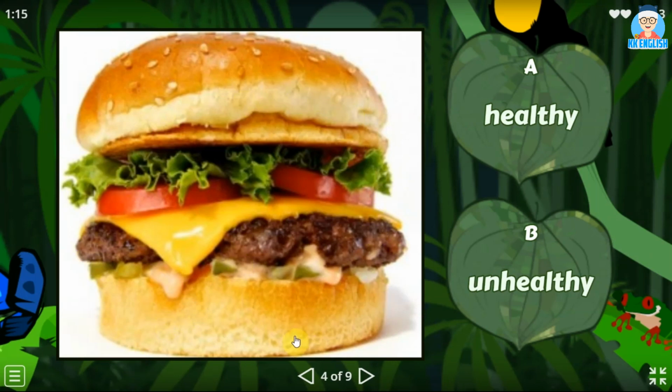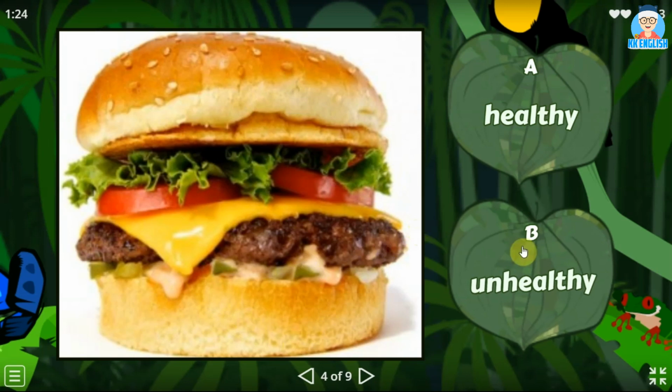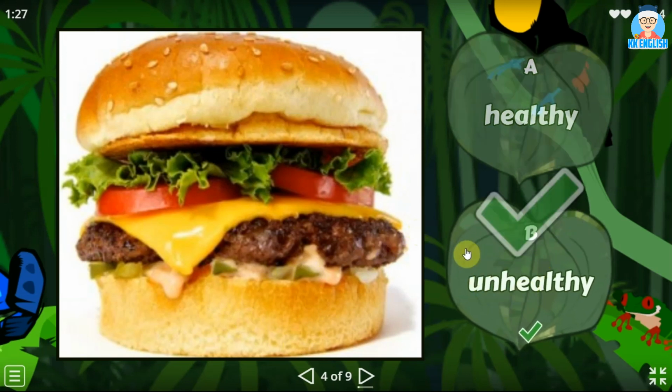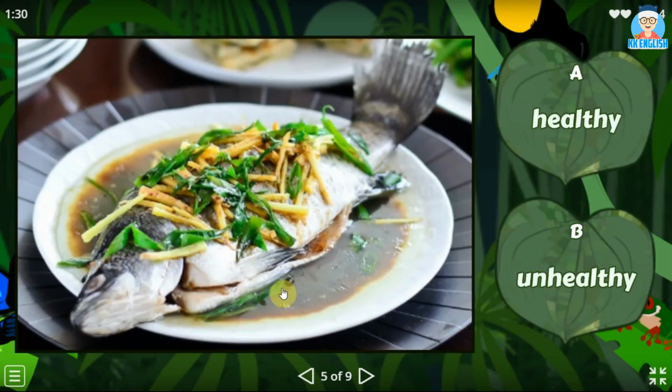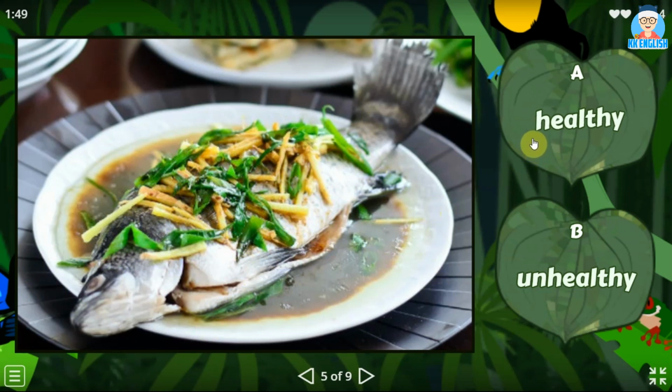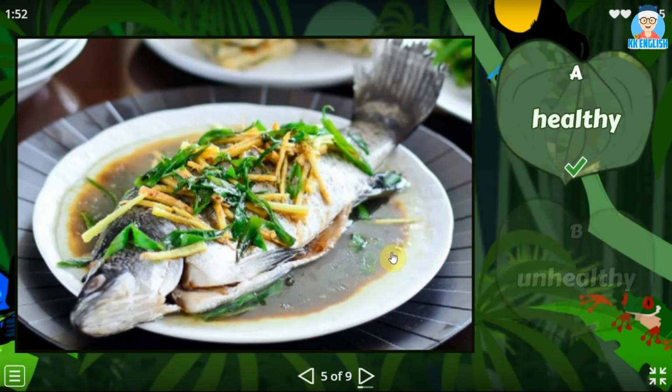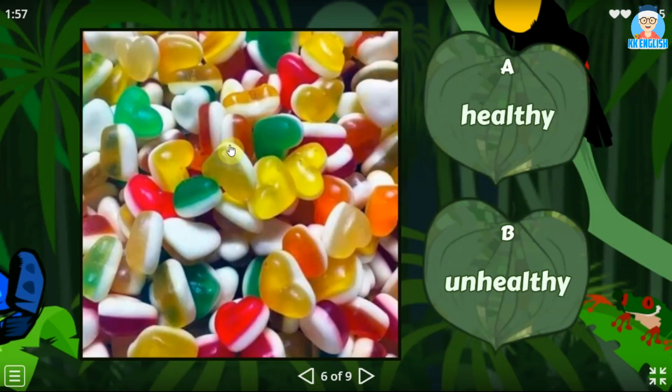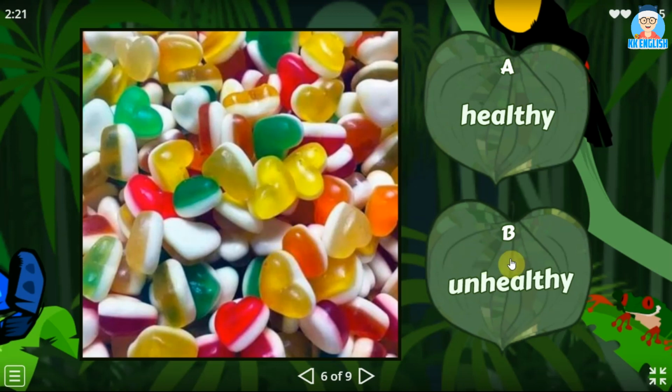Okay, what is the food in this picture? Is burger. 这个图片里面是汉堡包。Burger is healthy or unhealthy? Burger 是健康的还是不健康的？答案是 is unhealthy. 汉堡包是不健康的。Okay, next. What is the food in this picture? 在这图片里面是什么食物？Fish 是鱼。So, fish is healthy or unhealthy? 答案 is healthy, 鱼是健康的。What is the food in this picture? 在图片里面是什么食物？Sweets, 糖果。So, sweets is unhealthy.